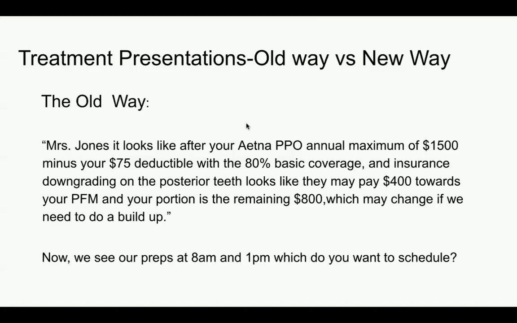So I know you guys do not do this, but sometimes I still hear teams saying things like, after your PPO maximum of $1,500 minus your $75 deductible with 80% basic coverage, insurance downgrading on the posterior teeth, looks like they may pay $400 towards your PFM. Your portion is $800, which may change if we need to do a buildup. So we see our preps at 8 and 1. Which day is best for you, right? We may as well be speaking a different language.